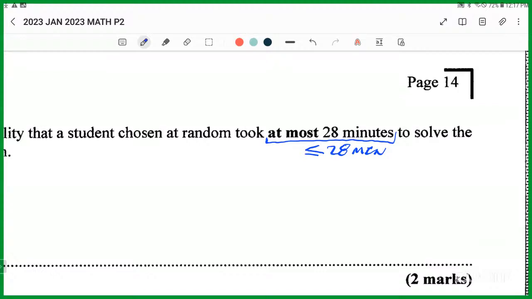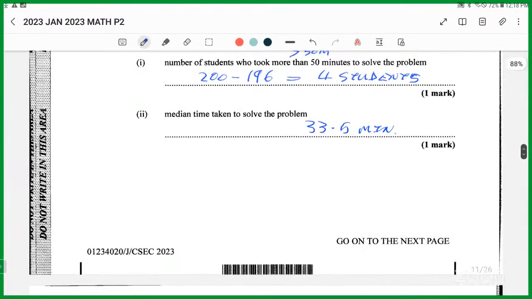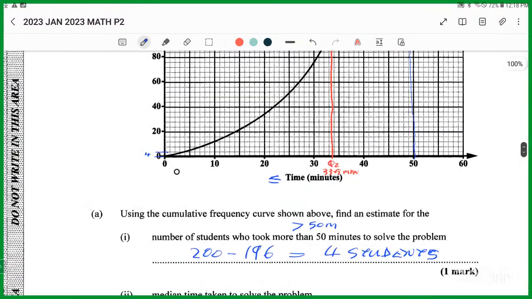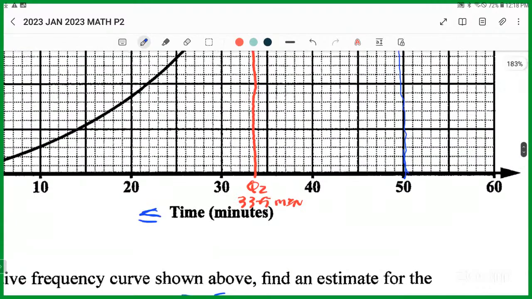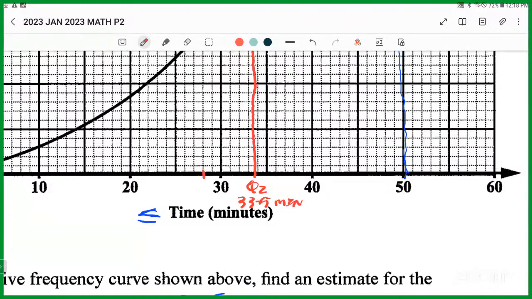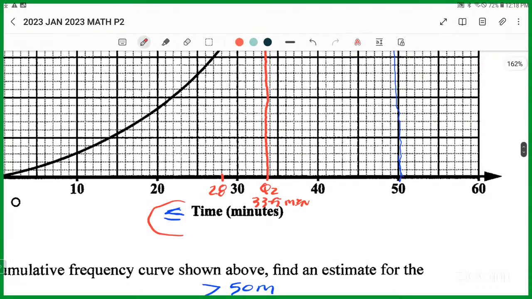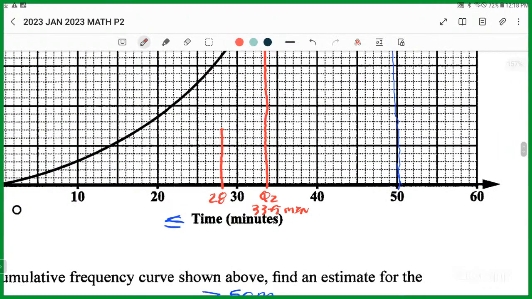Because the graph is showing you how many students took less than any given time. All right? So for 28 minutes, to see how many students took that, let's mark it right here. Right here says 28 minutes. Remember, the graph is showing how many people took less than any given time. You come on the graph here on this line and lead it up to the graph.